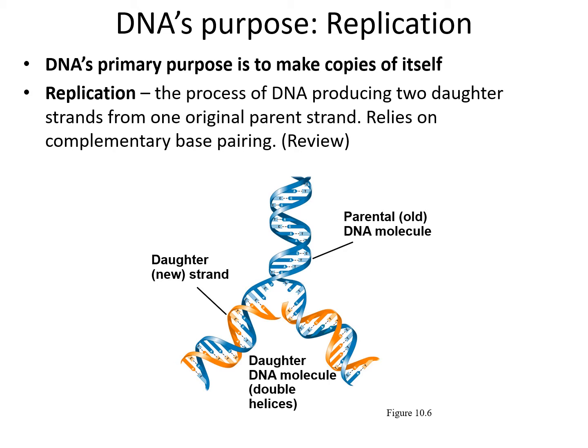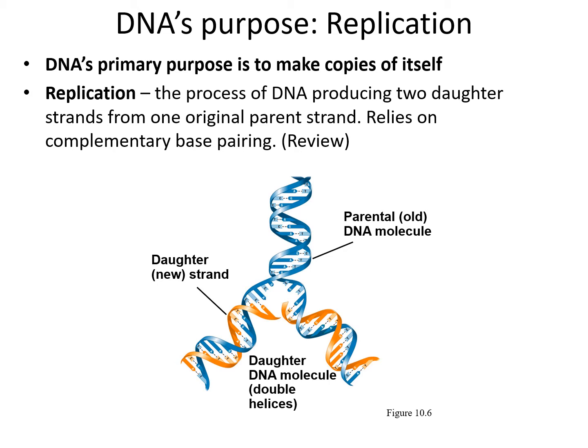So DNA's purpose is ultimately to replicate itself. Basically, this is just making copies of itself. And this is what allows for mitosis, which is cell division, to occur. So replication is just the process of DNA producing 2 daughter strands from one original parent strand. And it relies on what's called complementary base pairing.